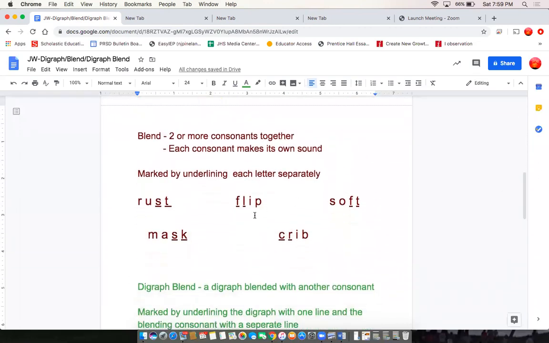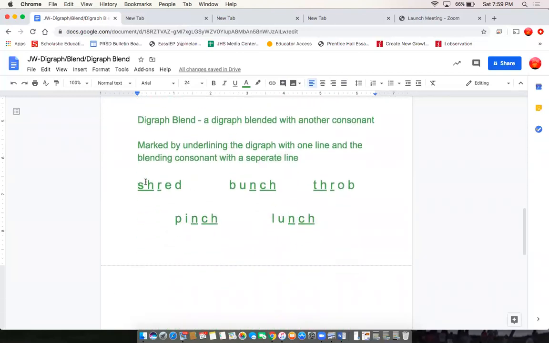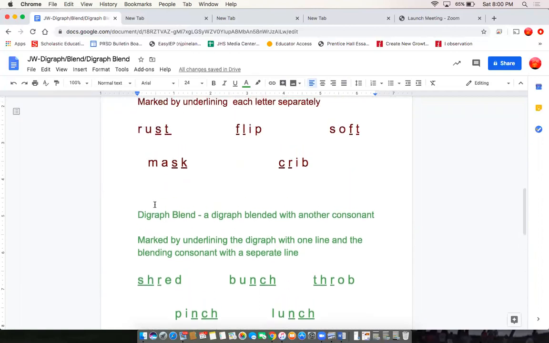And with blends, it's separate lines under each consonant that you hear. And then with a digraph blend, you underline your digraph the same way with one line under the digraph and then separate lines for the other consonants because you hear their sounds. And if you remember, there are beginning blends, which means they come at the beginning of a word, and there are ending blends, which means they come at the end of the word.